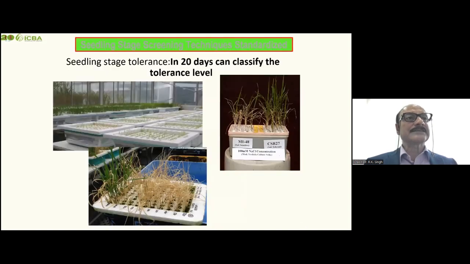Of these two stages, seedling stage screening is very much standardized. We can screen even up to 2000 plants in maybe 20 to 21 days. This can be done very quickly because it is hydroponic based. You can see in this one, the green genotype is a tolerant check. You have to always put in the tolerant check and the sensitive check. Under the stress, the sensitive check should die and the tolerant check should remain well and green. Then it's a correct procedure.